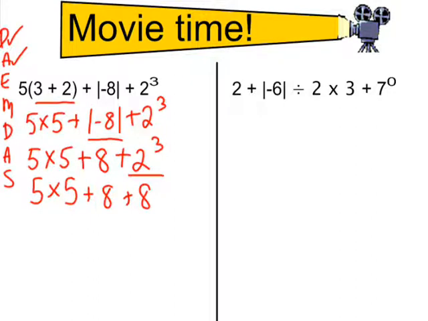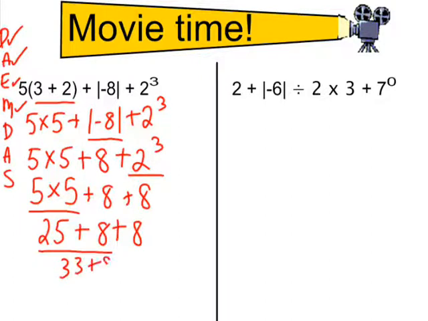Now I have a choice of multiplying or adding. So we're going to do multiplication next. And then I have just addition remaining, so I'm going to do whichever one comes first, left to right. And 41 would be our solution.